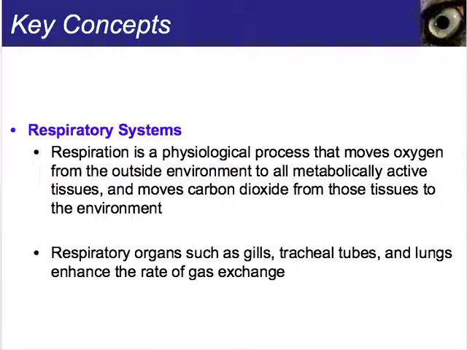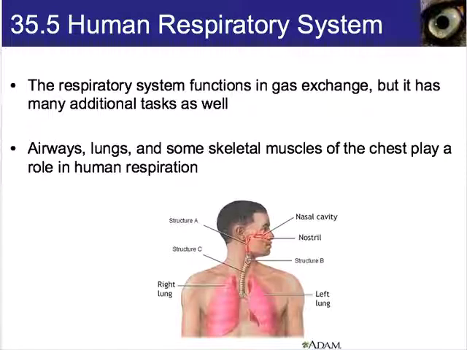So what should you know so far? Respiration is a physiological process that moves oxygen from the outside environment to all metabolically active tissues and moves carbon dioxide from those tissues to the environment. Respiratory organs such as gills, tracheal tubes, and lungs enhance the rate of gas exchange. So let's talk about our respiratory system now. And I'm going to tell you right now that I'm going to expect you all to know the different parts of your respiratory system, as well as know how oxygen gets breathed in and where it goes through the body.